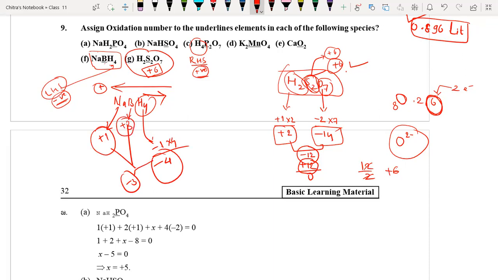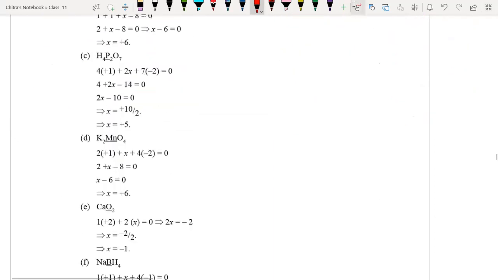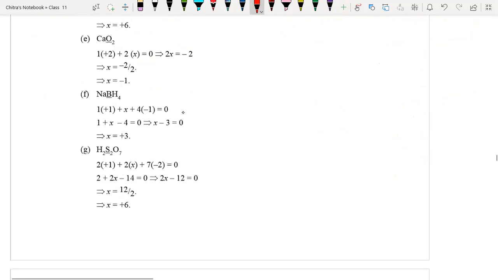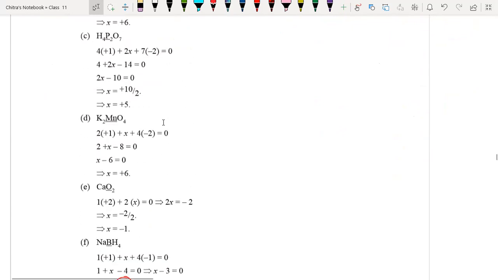Yes, +3 charge will be on boron. So let's check whether boron has +3 charge or not. See here, this is a +3 charge, and for sulfur we have +6 charge. Once you understand that technique, you will solve very quickly.